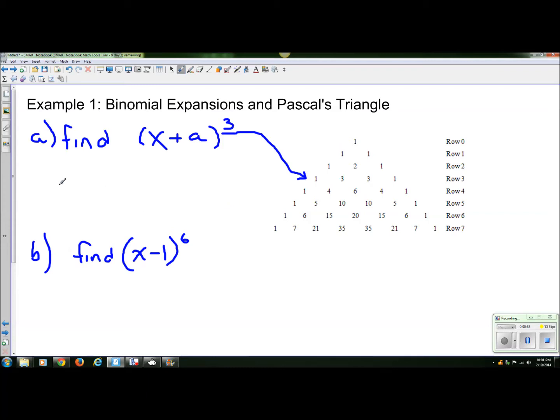So here's the way it works. There's a coefficient that comes from Pascal's triangle, and then we'll have a to the 0th power times x to the 3rd power, plus, and here comes our second coefficient, and then we'll have a to the 1st power x to the 2nd power, plus, here comes our third coefficient, and then we'll have a to the 2nd power x to the 1st power, plus, and here comes our final coefficient, and then we'll have a to the third power, x to the 0th power.